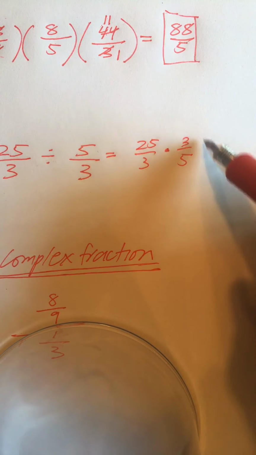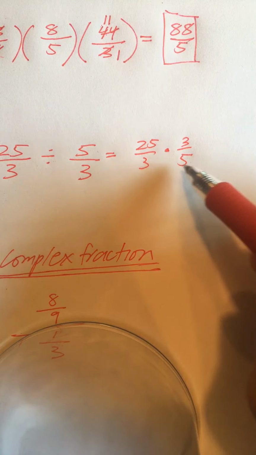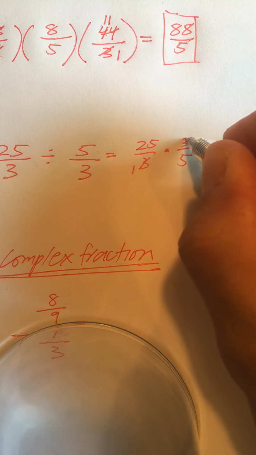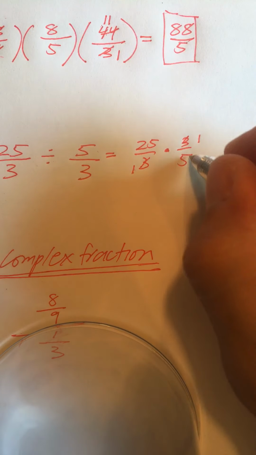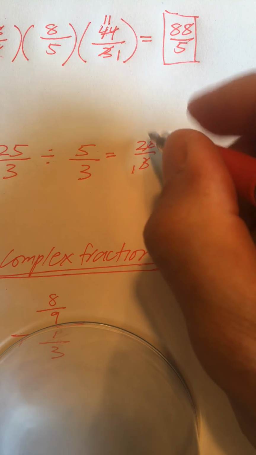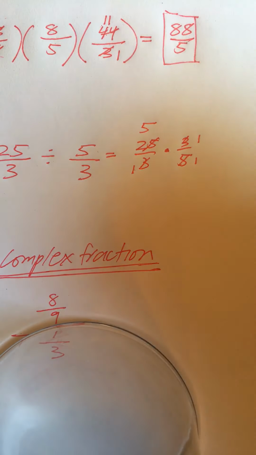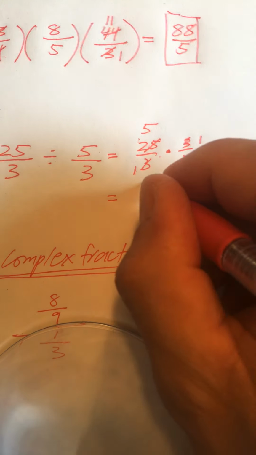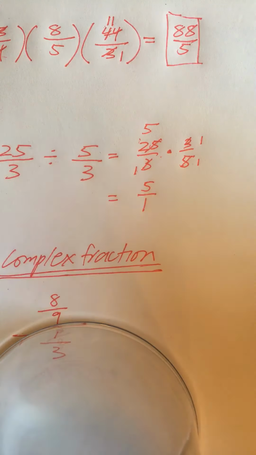So now I'm looking, are there any numbers up top that can reduce with any numbers on the bottom? The answer is yes. 3 goes into 3 once, 3 goes into 3 once, 5 goes into 5 once, 5 goes into 25 5 times. And now we multiply across the top. 5 times 1 is 5. 1 times 1 is 1.